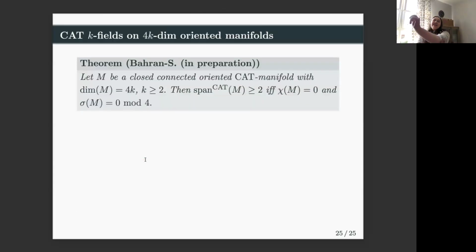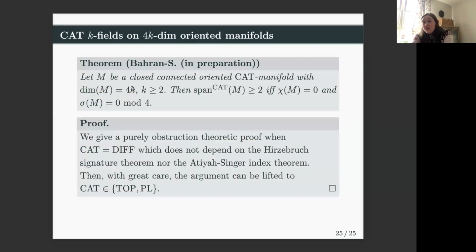But anyway, the big theorem that I'm very excited about is this: suppose we have a manifold that is a cat manifold, it's oriented, and its dimension is 0 mod 4. Then we can prove that the cat span is at least 2 if and only if the Euler characteristic vanishes and the signature vanishes mod 4.